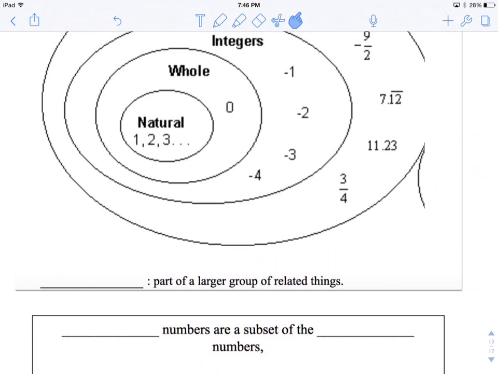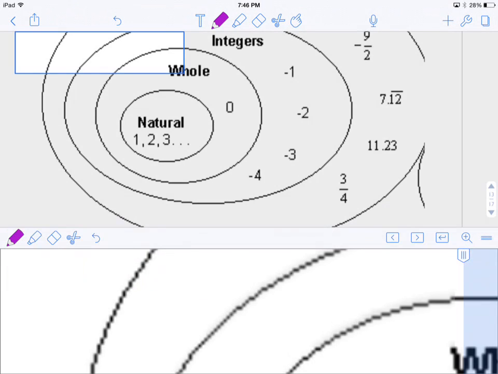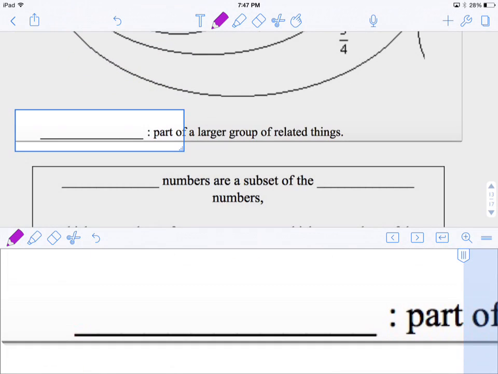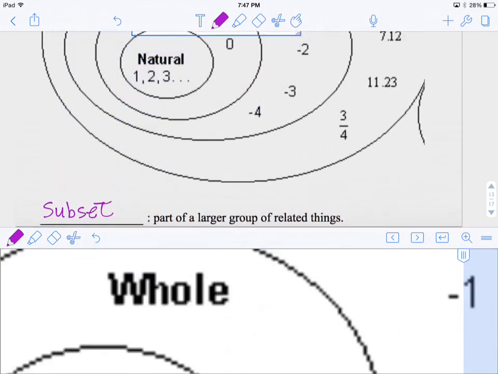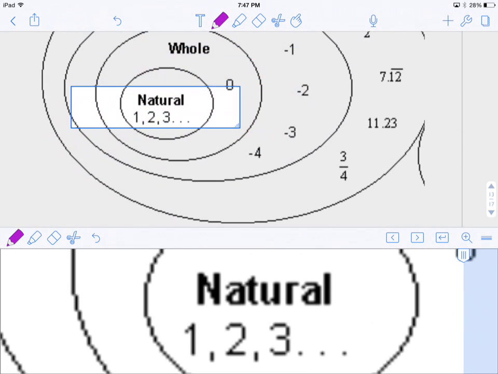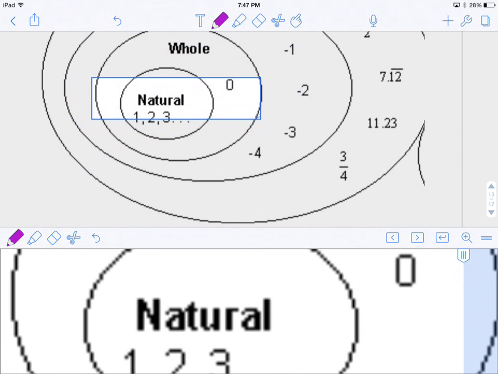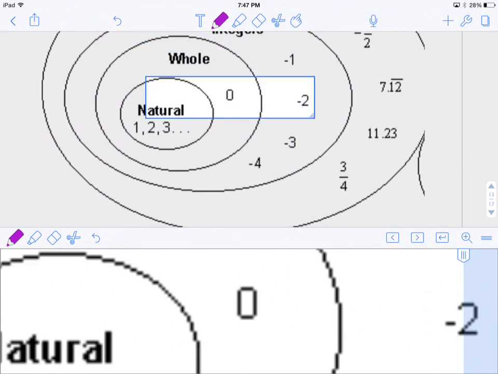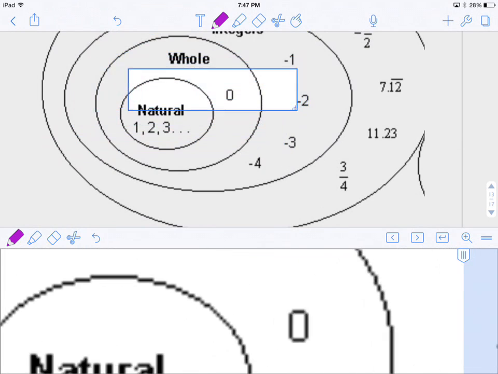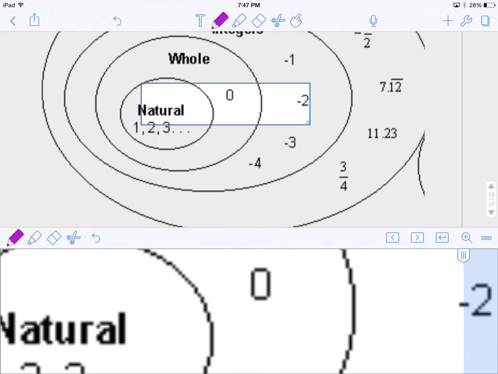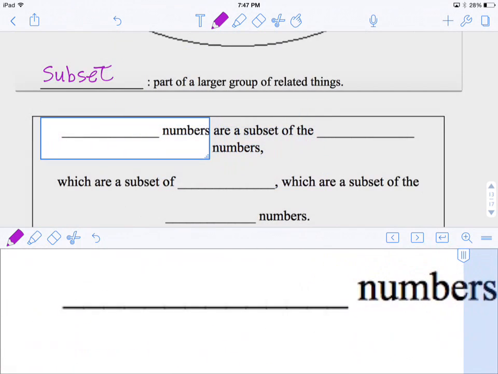So the most important vocab that you need in this is what we call a subset. We're not going to talk too much about sets, but there are sets of numbers. So a subset is like the natural numbers. It is a smaller piece of the whole. The natural numbers are 1, 2, 3. The whole numbers have 1, 2, 3, 4, 5, 6, 7, but the natural numbers do not have 0. It's kind of a weird thing.